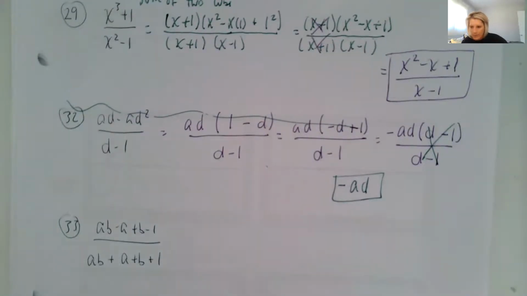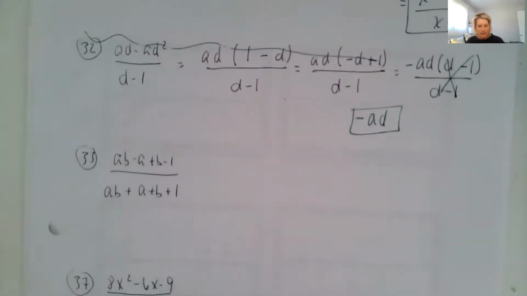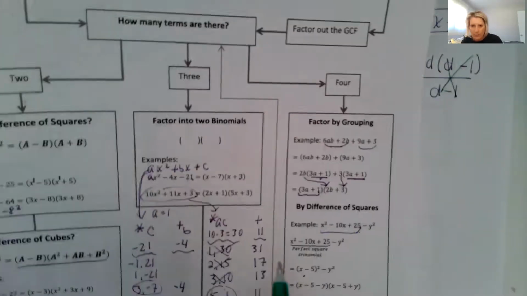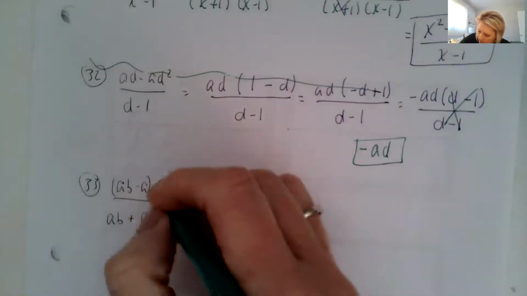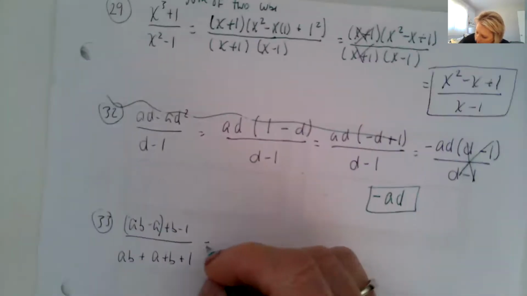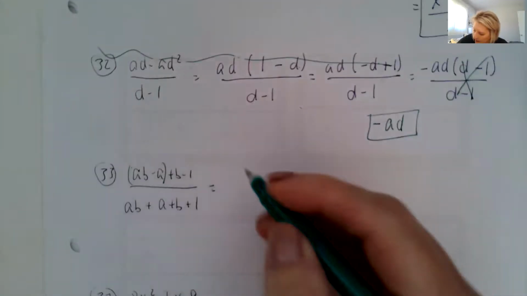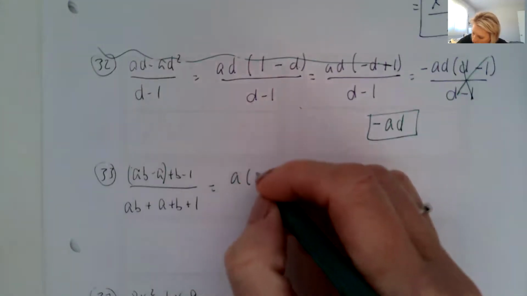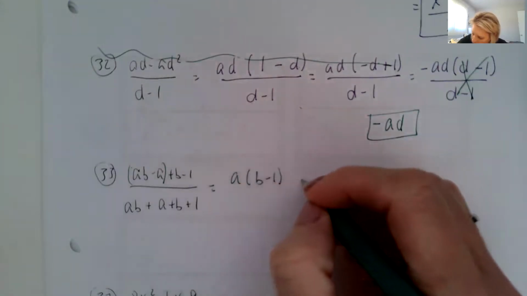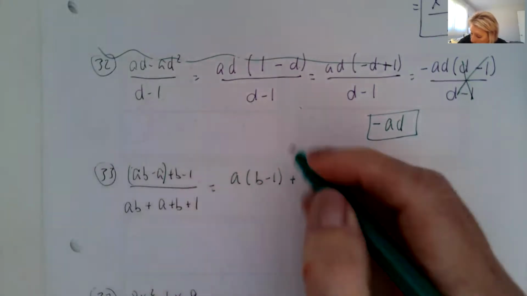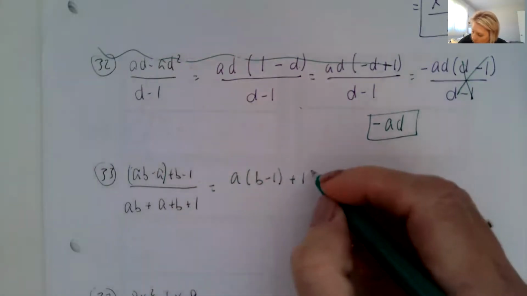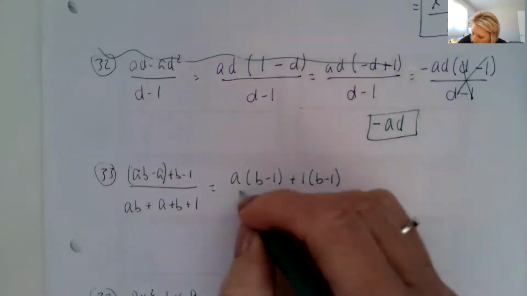Now, number 33 is fun. That's a new one because it's 4 terms. So we have our grouping, factor by grouping. And so let's group those. Let's look at our first two terms. Our first two terms have an A in common. So when I factor those out, I have a B minus 1. And then the second two terms only have a 1 in common. So let's just acknowledge that it is a 1. And we also have a B minus 1 left over.